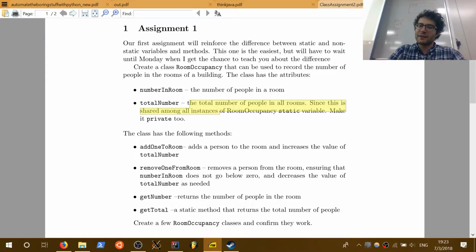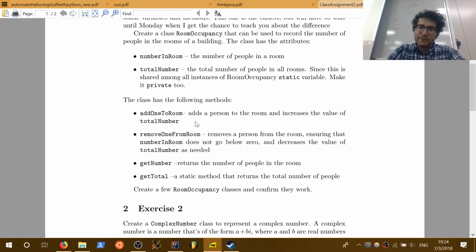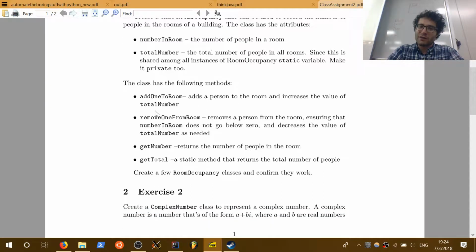Since this is shared among all instances of the room occupancy, it's a static variable. Why is that grammatically incorrect? I gotta retype this and I'll re-upload that. Make it private too. And then you're gonna write 4 methods.